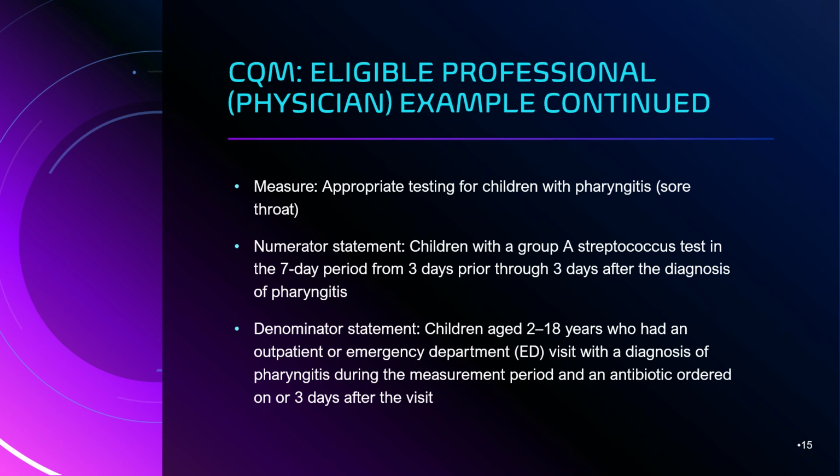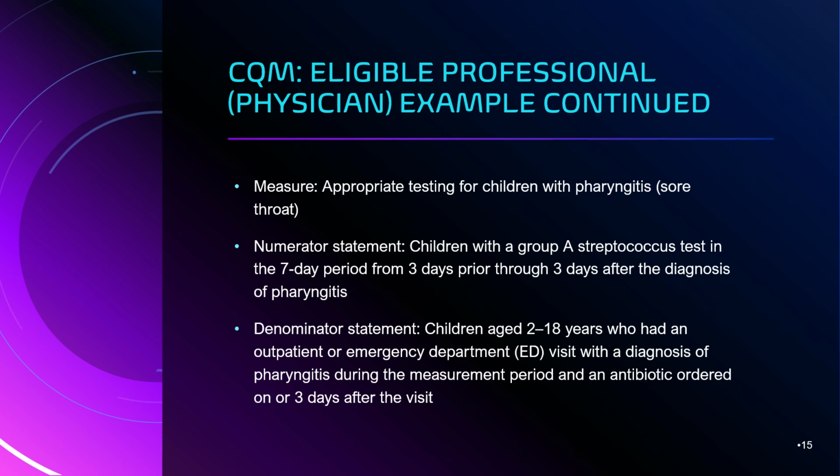To really understand how these clinical quality measures work, let's break down the parts of the pharyngitis example. So every measure has 2 key components, a denominator and a numerator. The denominator is the bigger group and the population we're looking at. In this case, it's the number of children ages 2 to 18 who had an outpatient or emergency department visit with a diagnosis of pharyngitis and who were prescribed an antibiotic within 3 days of that visit. That's our total pool of patients who could be counted.